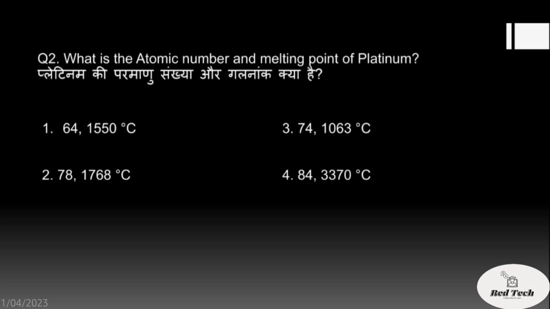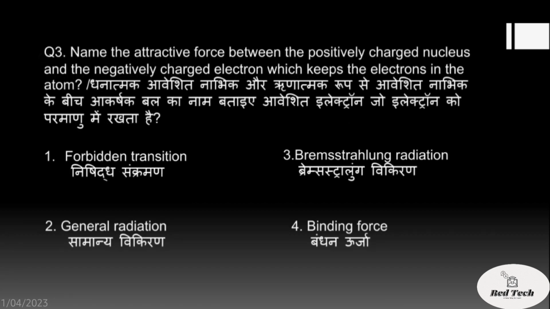Option 1 is 64 and 1550 degrees Celsius. Option 2 is 78 and 1768 degrees Celsius. Option 3 is 74 and 1063 degrees Celsius. Option 4 is 84 and 3370 degrees Celsius. So the right answer is option number 2, 78 is its atomic number and 1768 is its melting point.